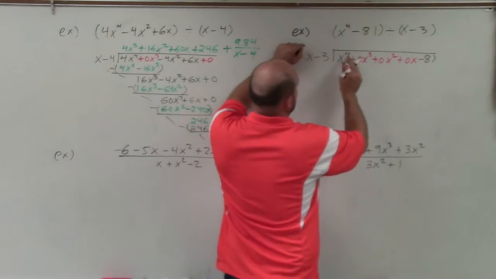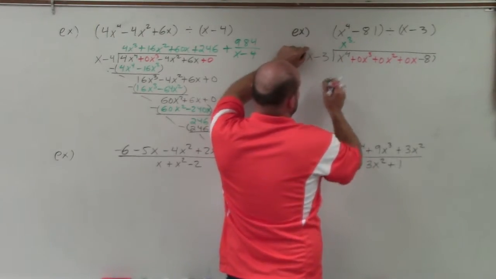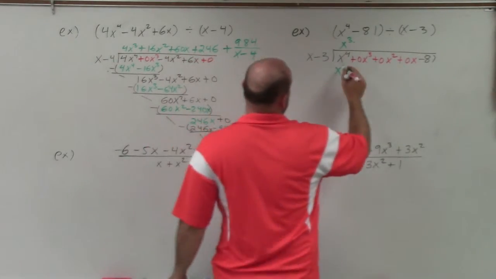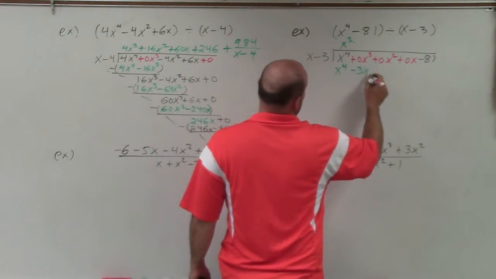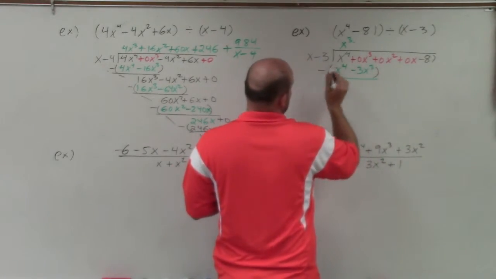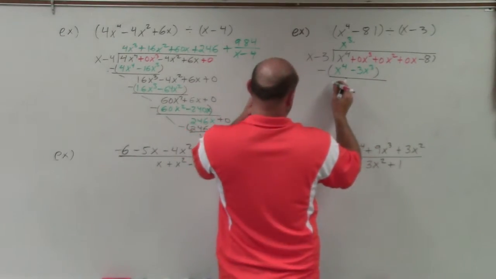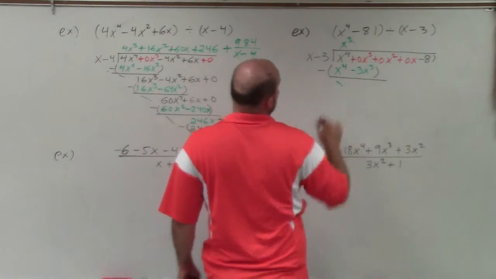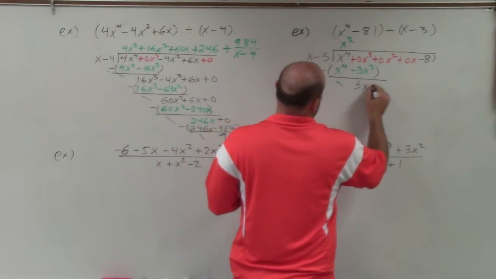X goes into x to the 4th, x cubed times. X cubed times x is going to be x to the 4th. X cubed times negative 3 is going to be a negative 3x cubed. Parentheses, subtract. When I go and subtract here, I get 0x to the 4th. 0x cubed minus 3x cubed, which would be a positive 3. So minus a negative is going to give me a positive 3x cubed.